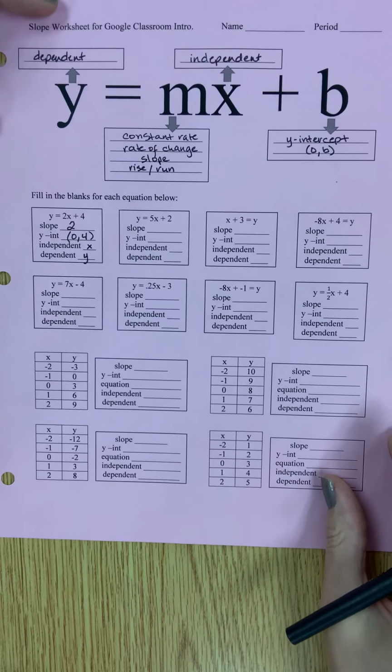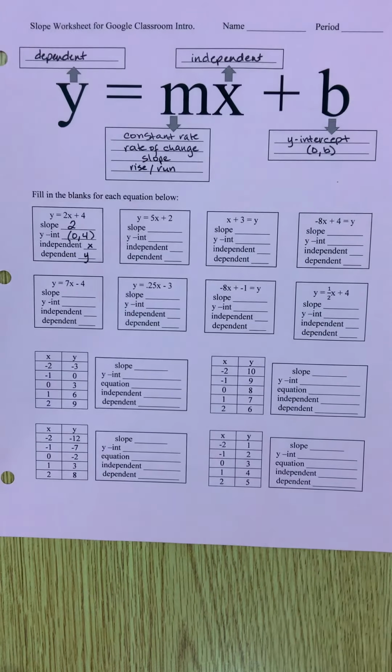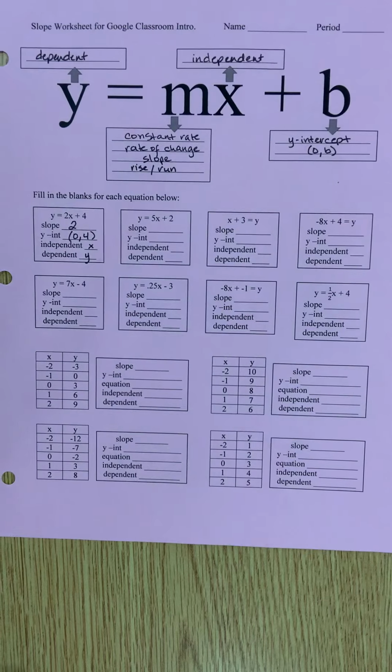So can you fill in the next 7 and then pause it for right now, fill in the next 7 and then we'll go over it.